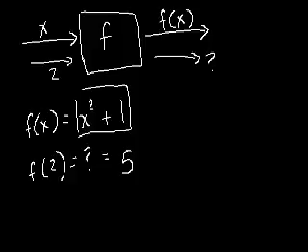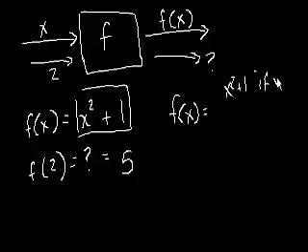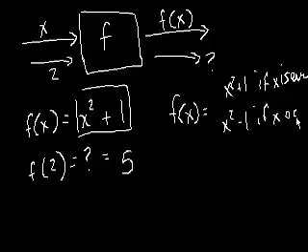For example, let me not erase this. Let me define a function as this: f of x is equal to x squared plus 1 if x is even, and it equals x squared minus 1 if x is odd. Now notice this is something that we've never really seen before. This isn't just what I would call an analytic expression. This isn't just x plus something squared. We're actually saying, depending on what type of x you put in, we're going to do a different thing to that x.